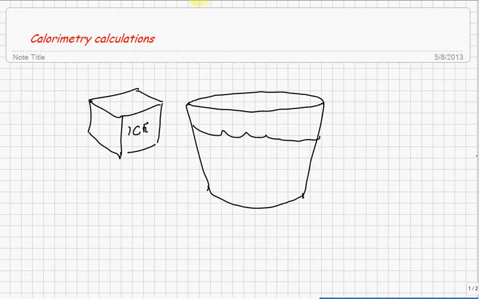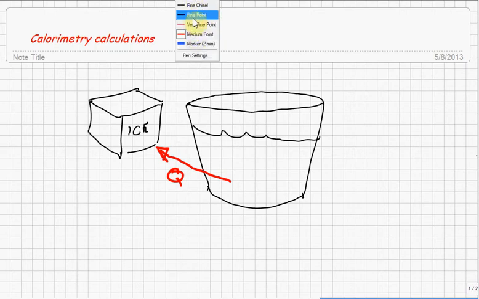Well, we know that if the water is warm and the ice is cold, our heat transfer is going to take place between the water and the ice in that direction. And so the water is going to lose temperature and the ice is going to gain temperature. So we should see a negative number for the calculation for the water, and we're going to see a positive number for the ice.